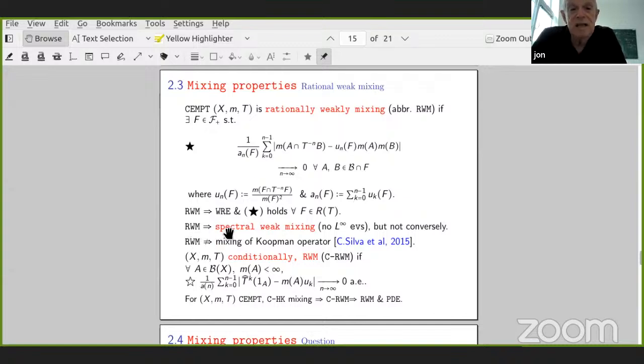Rational weak mixing implies spectral weak mixing. That means no L infinity eigenvalues, but not conversely. This is irritating. So in fact, you can have a spectrally weakly mixing transformation which is weakly rationally ergodic, but not rationally weakly mixing. Rational weak mixing does not imply mixing of the Koopman operator.